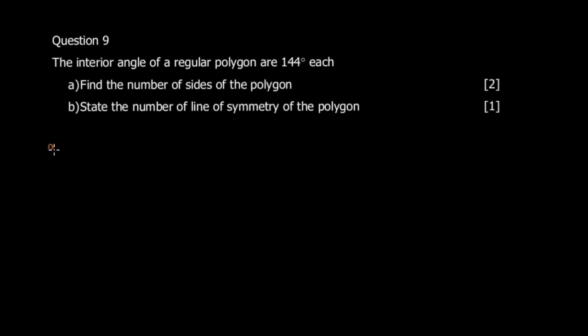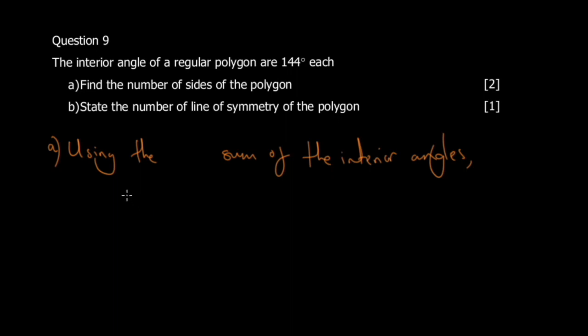Another way to go about it would be using the sum of the interior angles. If we use the sum of the interior angles, the general formula would be 180(n minus 2), equal to 144 degrees for each interior angle, and that would be n interior angles.